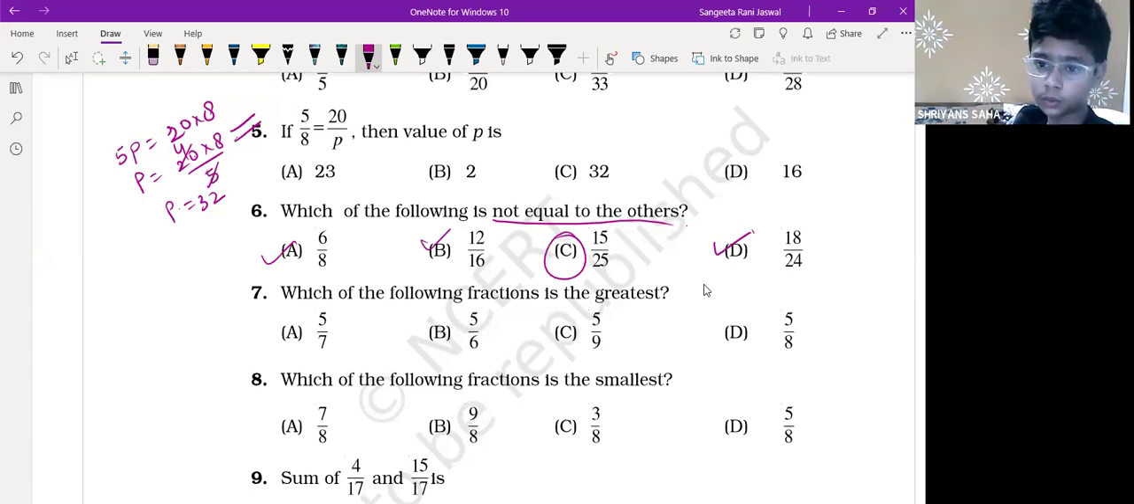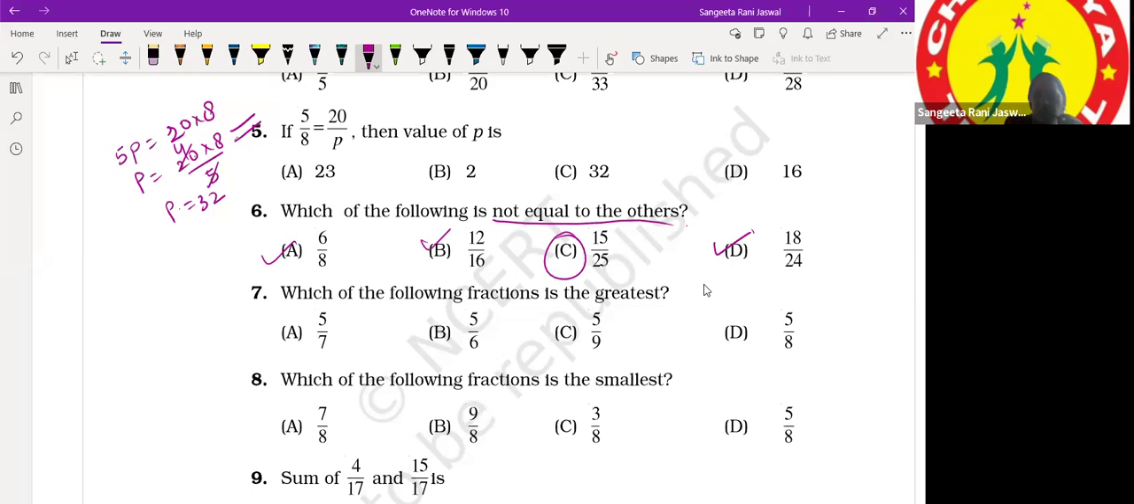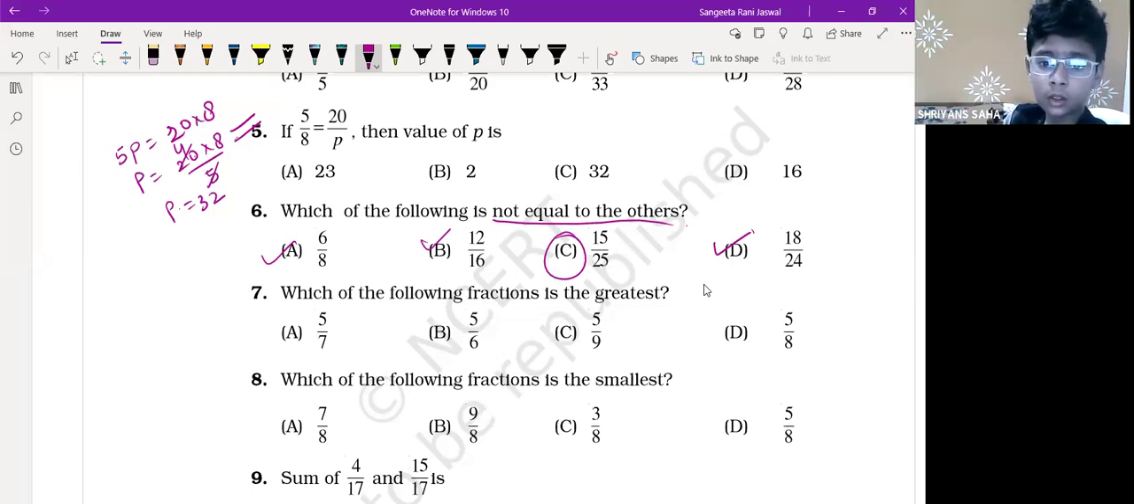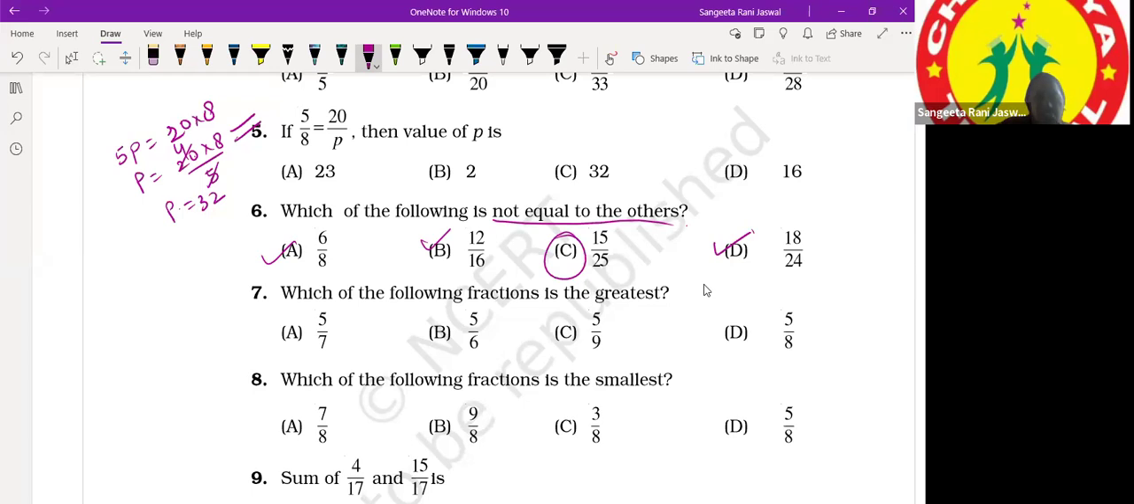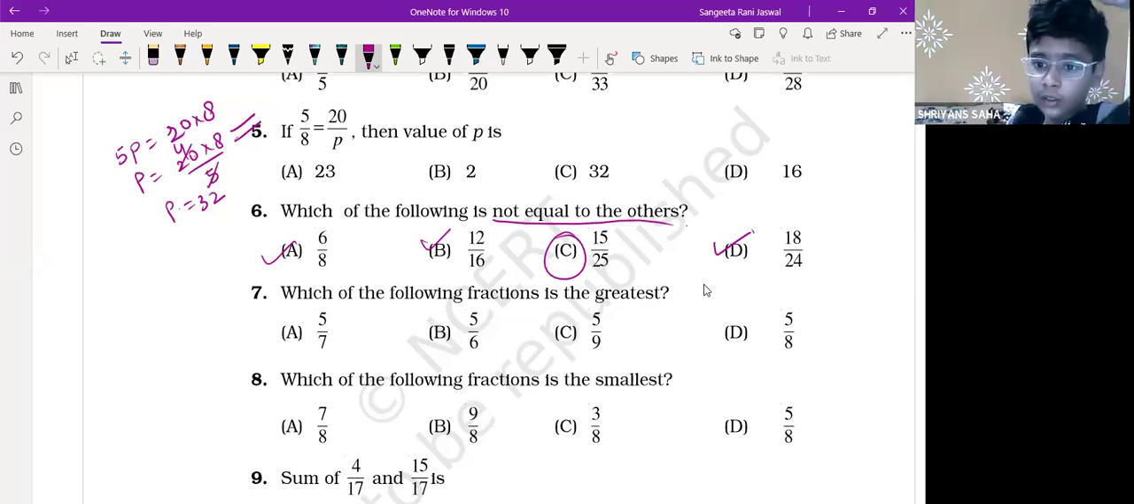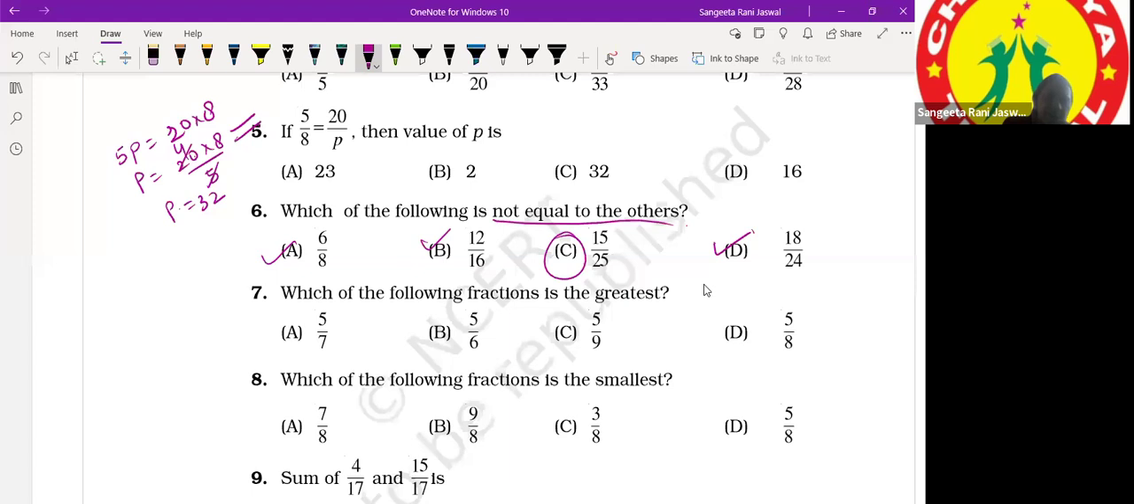Okay. So which of the following fractions is the greatest? Which is the greatest fraction? The numerators are the same. So tell me which one is that? 5 by 6. The one which has the smallest denominator is the greatest fraction.